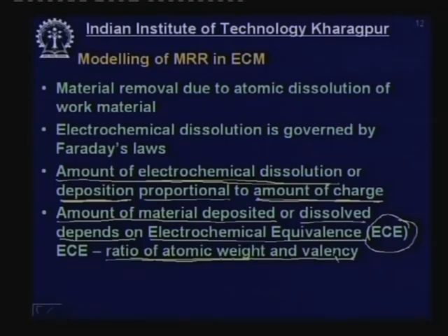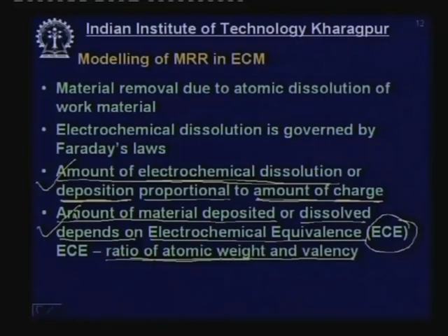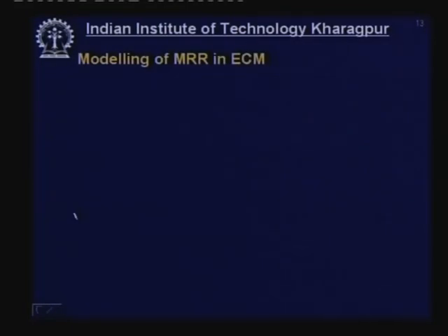So, we have two laws and we need to use these two laws to come up with an expression for material removal rate. Material removal rate is a very technical characteristic, and we want to use these two basic laws to come up with its expression. So, what was the first statement? The amount of material dissolved or deposited is proportional to charge. This is the statement given in mathematical form: mass is proportional to charge.